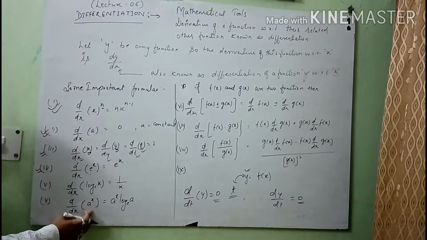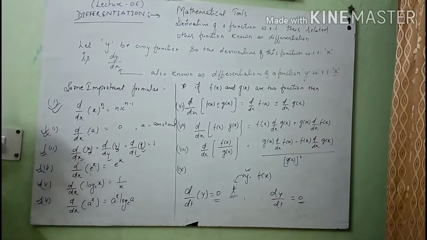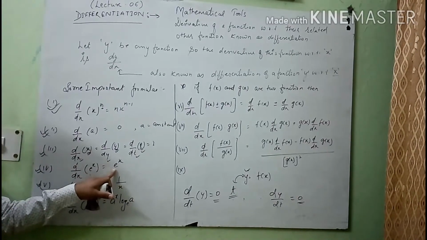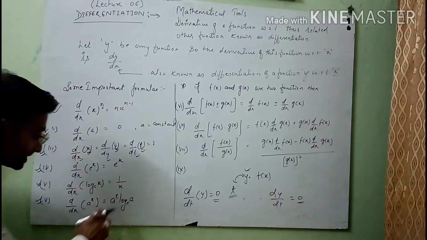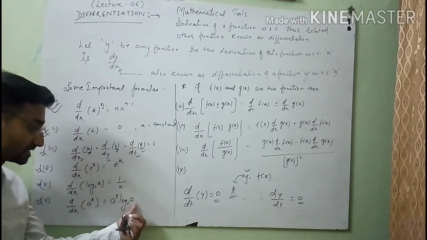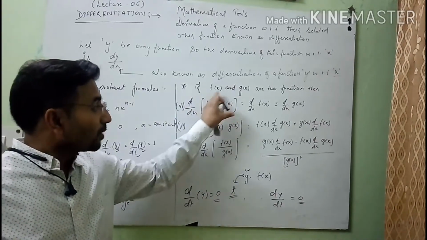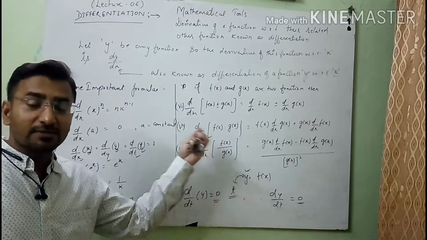Next, the differentiation of a raised to the power x. It is a different formula as compared to this. See here, d upon dx of a^x is a^x into log e base a. Point is clear? And after that there are some operational formulas with respect to differentiation.